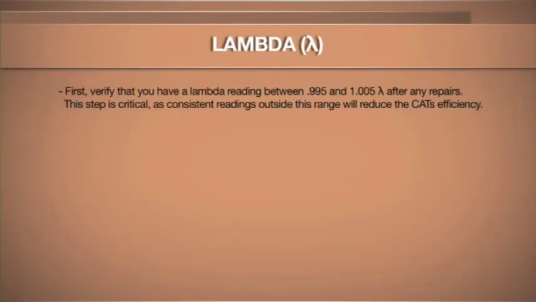Before identifying that a cat is faulty, we need to make sure the lambda calculations are within a certain range. A lambda calculation that is out of range may prevent the catalytic converter from lighting off completely. This is the reason why lambda calculations can be so useful in this field. So first, verify that we have a lambda reading between 0.995 and 1.005 after a repair. This step is critical, because with readings outside that range, the catalytic converter may not be able to light off and be efficient.